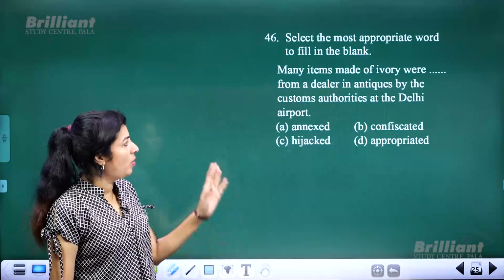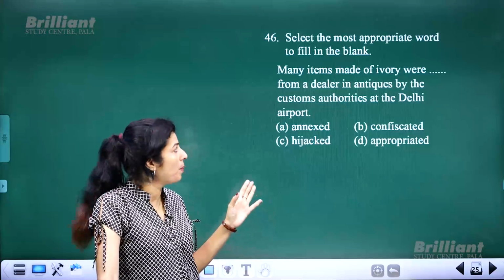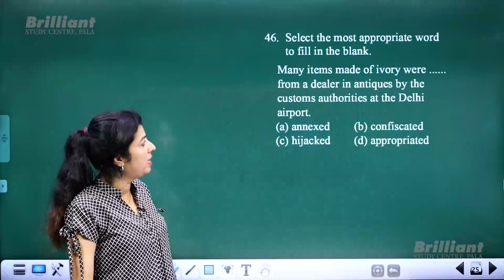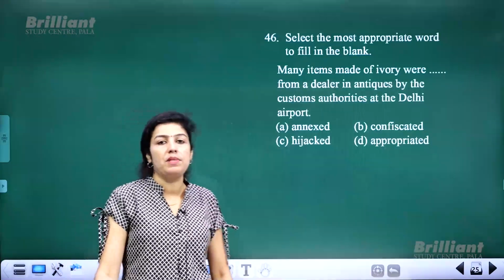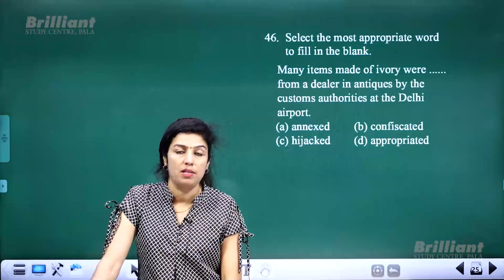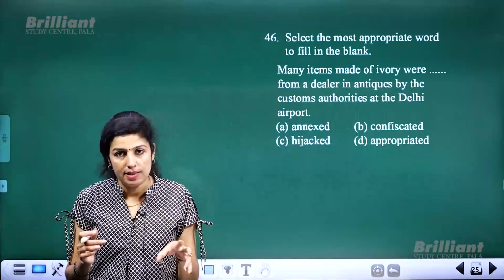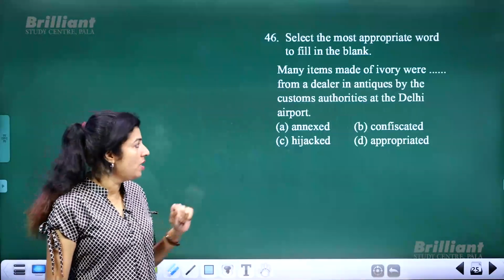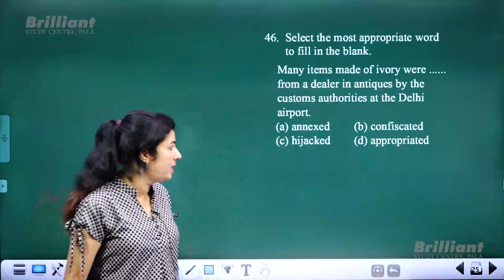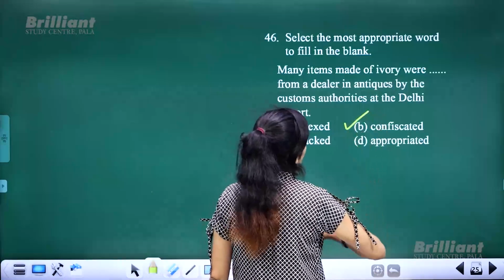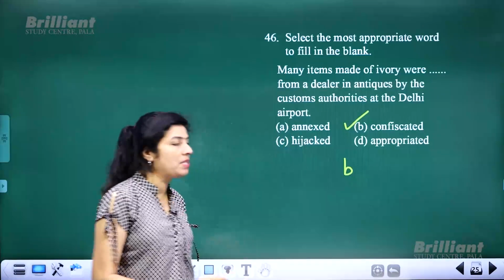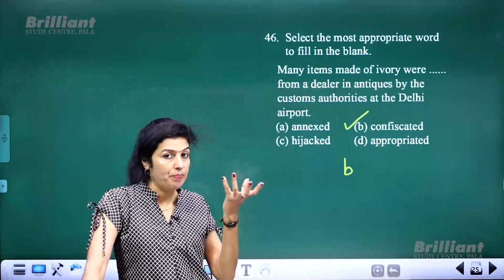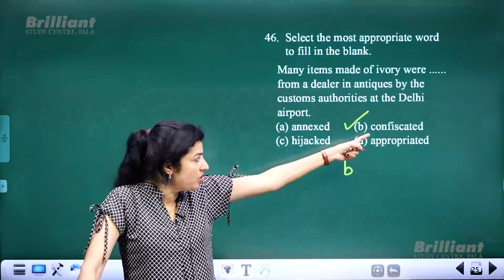Again, you are asked to find out a word with which you can fill this up properly. Many items made of ivory were dashed from a dealer in antiques by the customs authorities. See, when customs officers capture or seize the goods from a passenger, a term is used, and that term is to be used for this blank also. And what is that term? Confiscated. Option number B. When customs officers seize the goods from the travelers, this word is used, confiscated.